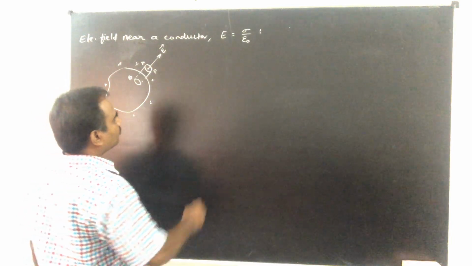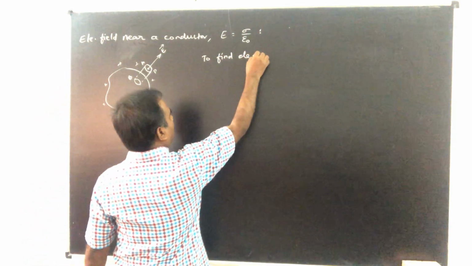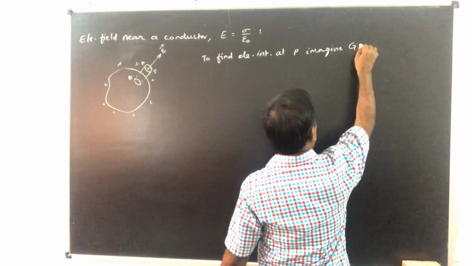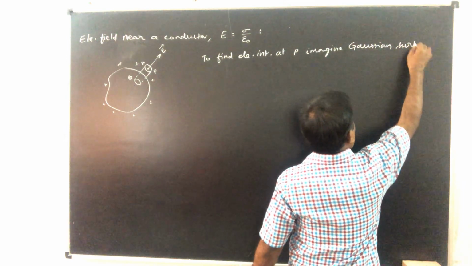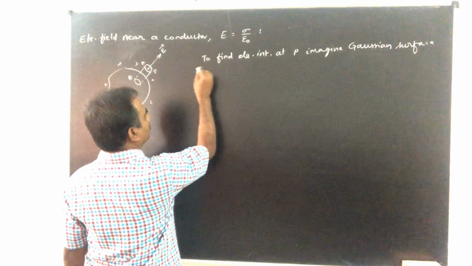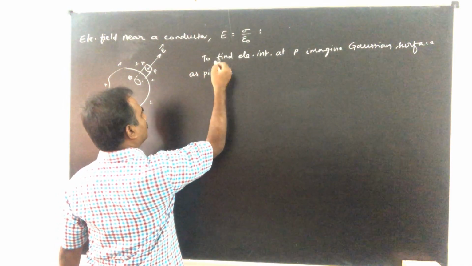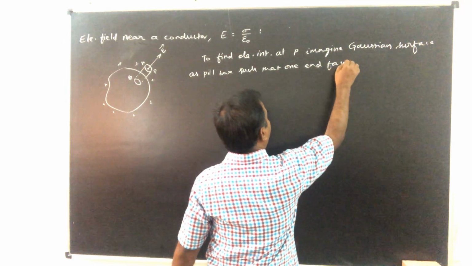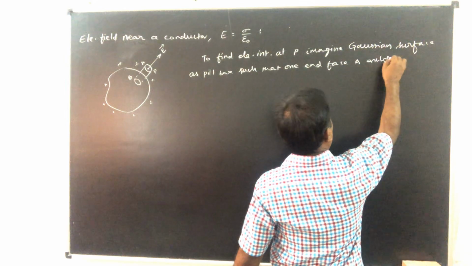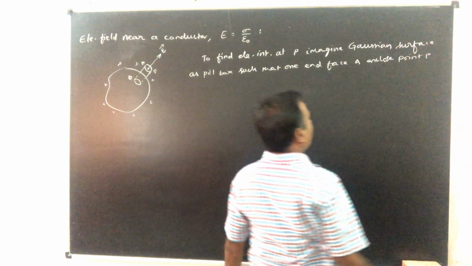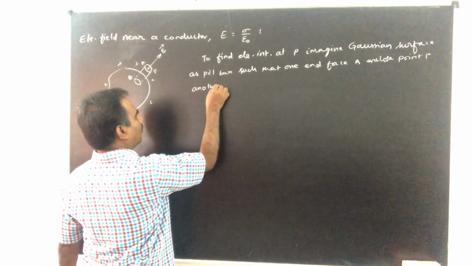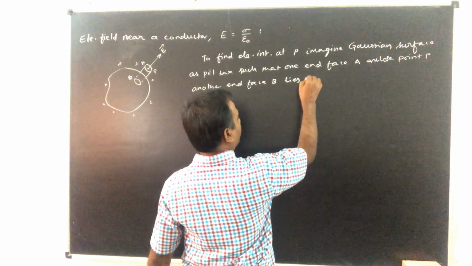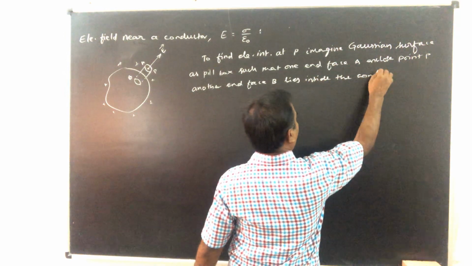Now, to find electric intensity at P, imagine the Gaussian surface as a pillbox such that one end face A encloses point P, another end face B lies inside the conductor.